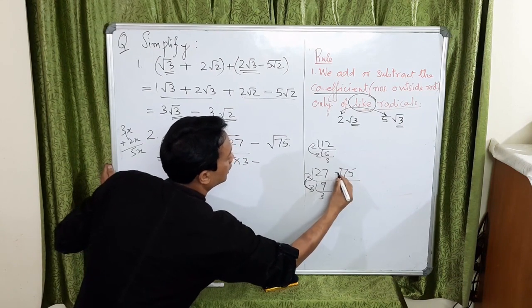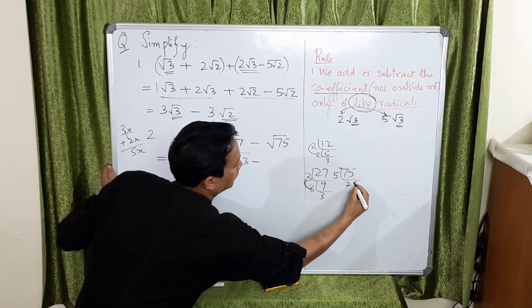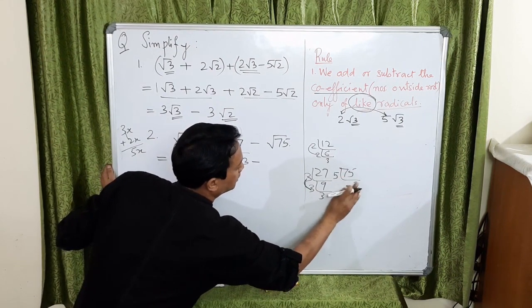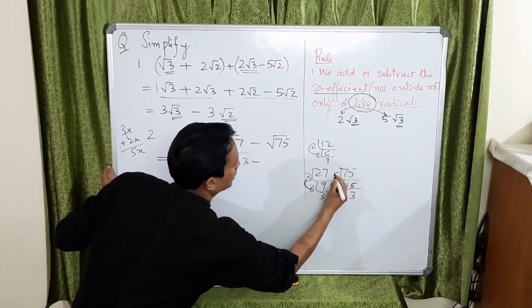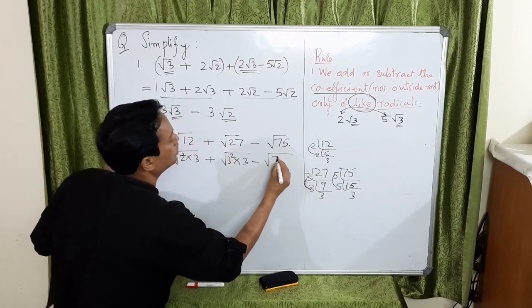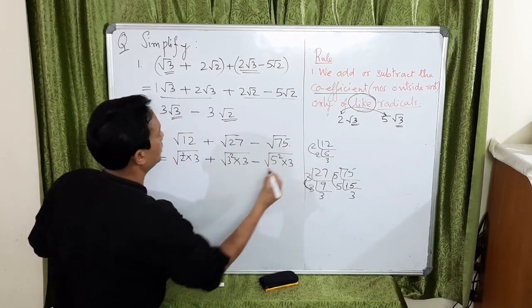If you break this one, we have 5, 25. Sorry, 5 ones are 5, 5 fives are 25, and 5, 3. So we have 5 square here. So we have 5 square into 3.